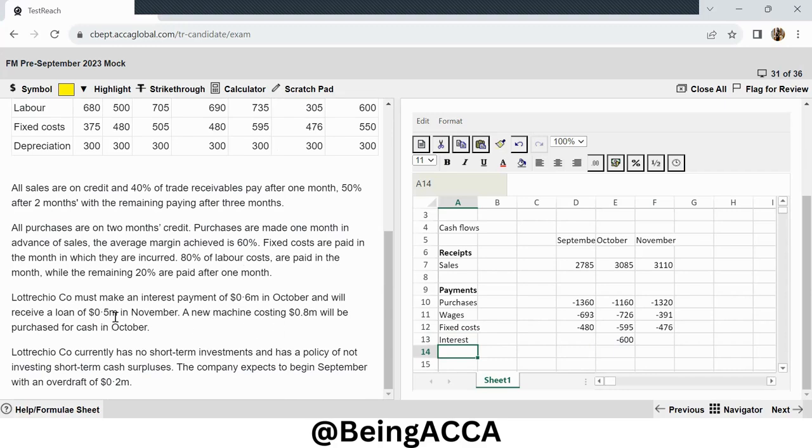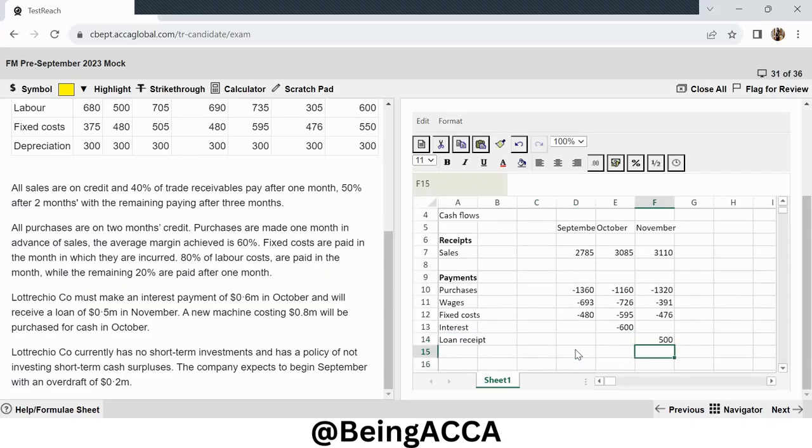And then we are going to be receiving a loan of 500,000, which is 0.5 million in the month of November. So I will show this as a positive figure, loan receipt, and this will be 500,000, right? And then we are going to be purchasing a machine. The purchase of machine will be 0.8 million. So this is nothing but 800,000. So I will write purchase of machine, right?